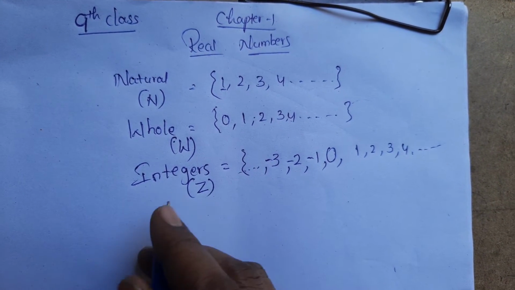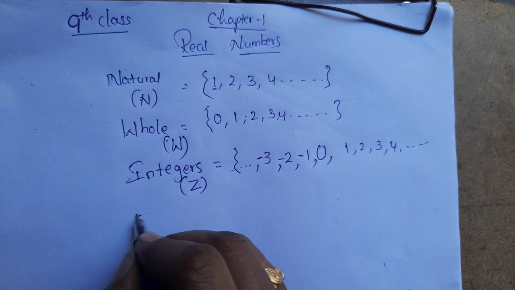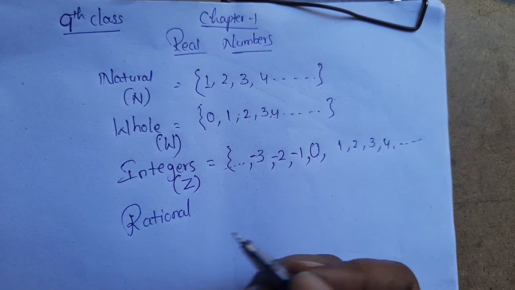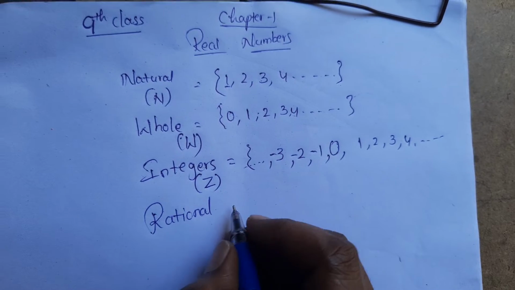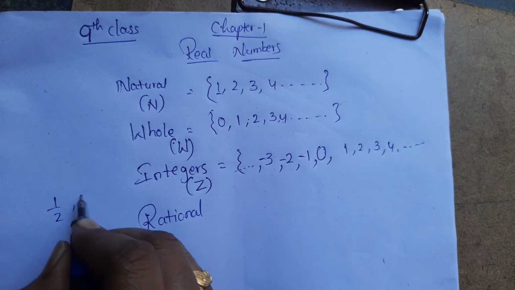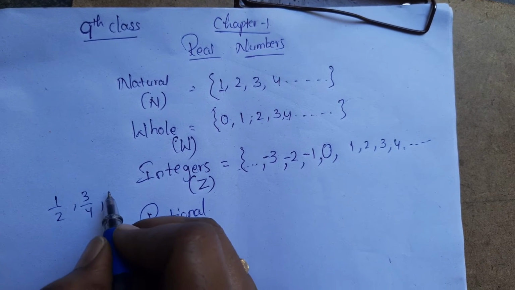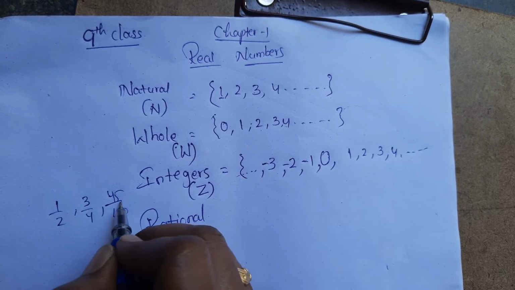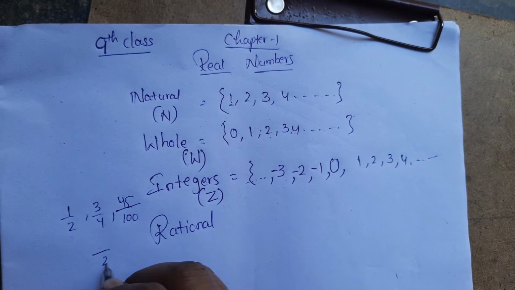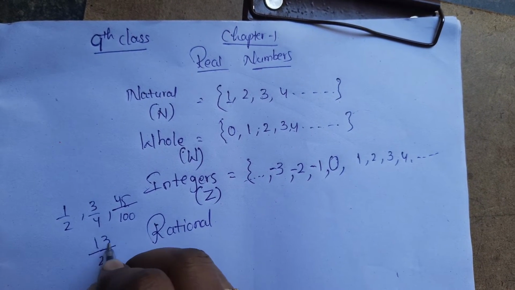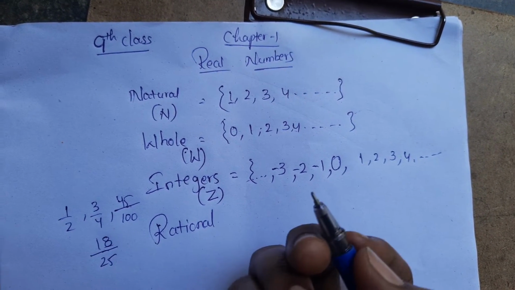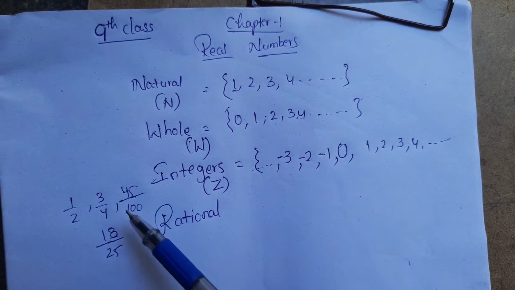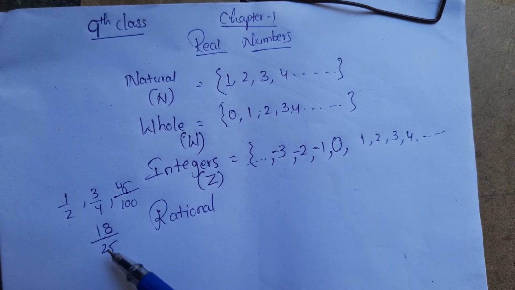Okay, these are integers. Next, what are rational numbers? In previous classes we already learned about rational numbers. In general we see 1 by 2, 3 by 4 somewhere. Even in your marks we get marks out of 100, like 45 marks, 50 marks or 60 marks. Out of 25, we get 13 marks, 18 marks, 9 or 19 marks. All these numbers are in fraction form: 1 by 2, 3 by 4, 45 by 100, 18 by 25.